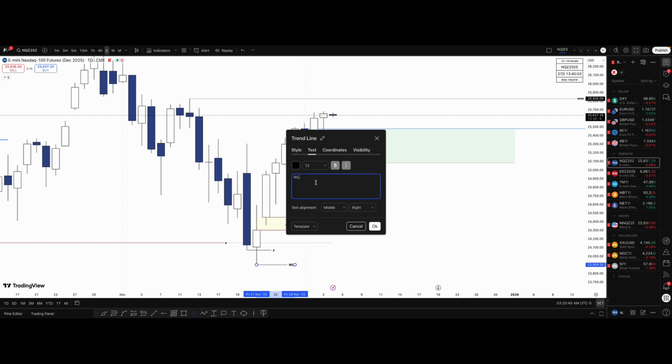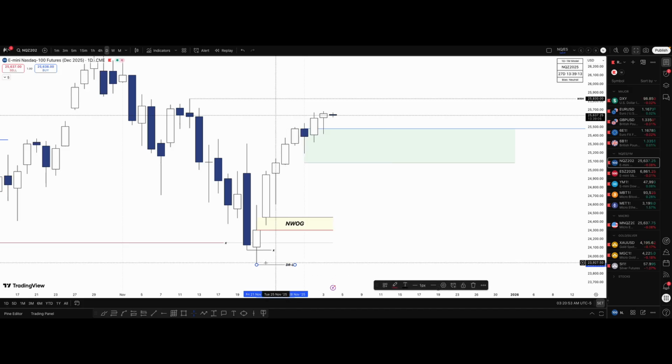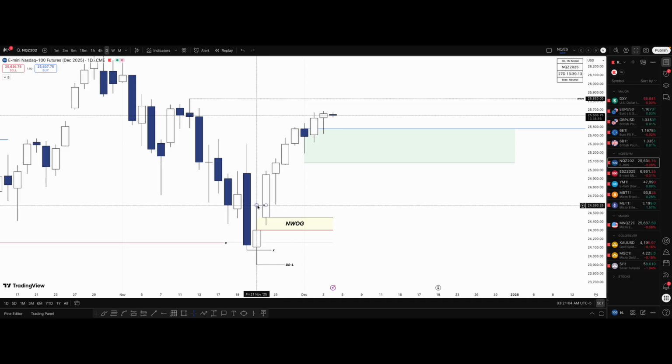This weekly low, what is it? This is the daily low as well, isn't it? This is the daily range low as well, right? And where is the daily range high? The daily range high is this one, isn't it? Right? This is our daily range, okay?